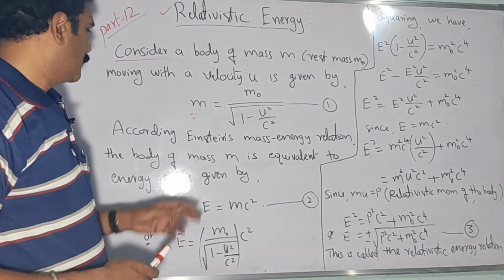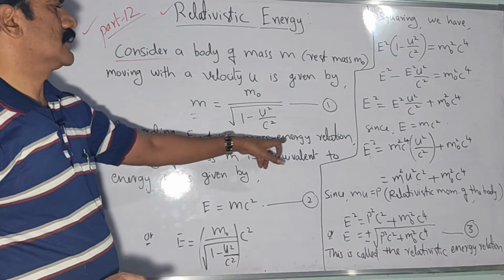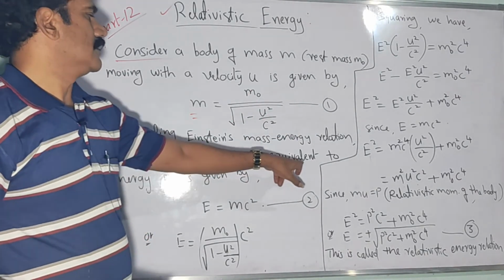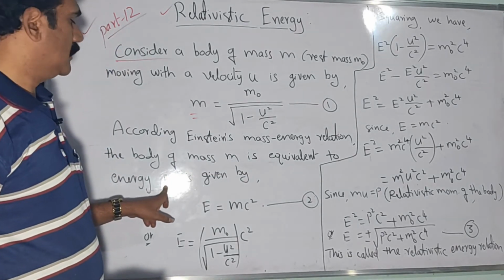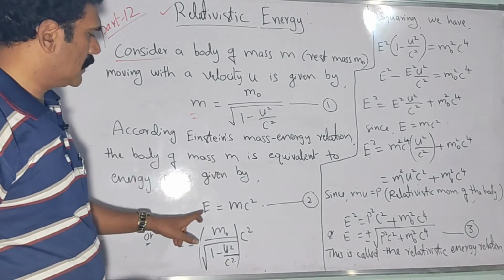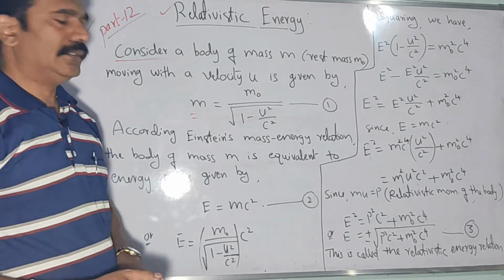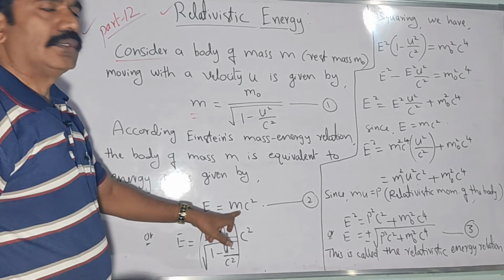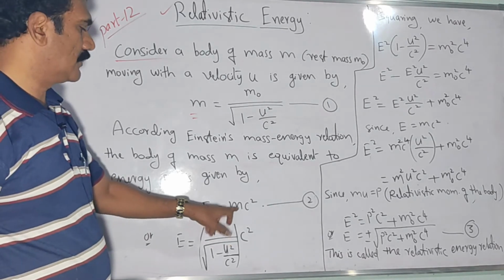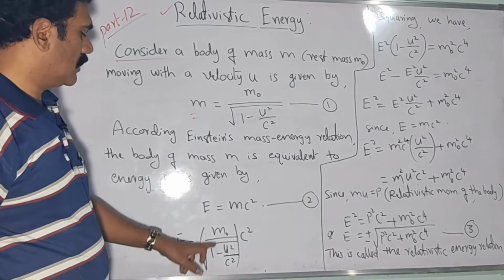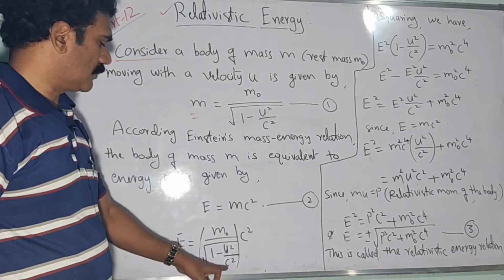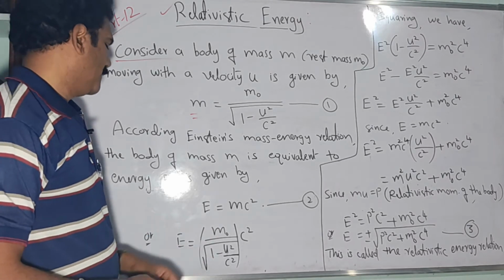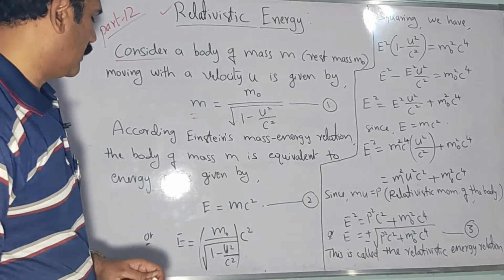Now I will consider Einstein's mass-energy relation. If the body of mass m is equivalent to the energy E, then the relation between mass and energy is given by E is equal to mc square, right? Now in that equation, what is that m? From equation 1 we can substitute the value of m, where m is the relativistic mass, that is m naught by square root of 1 minus u square by c square. After substituting for m, you have to simplify the equation. So how do you simplify it?